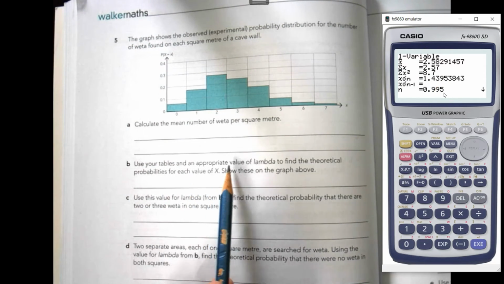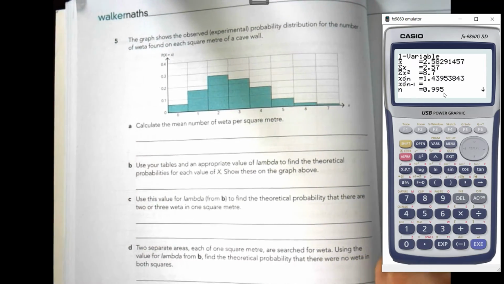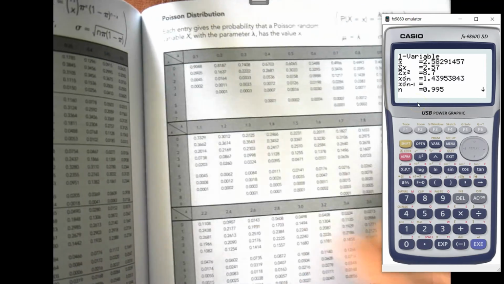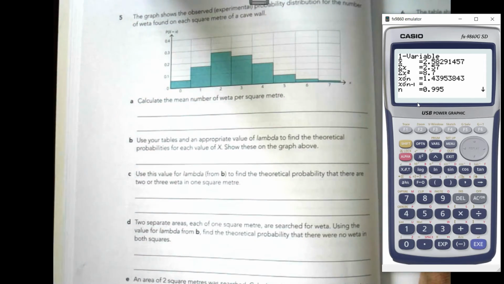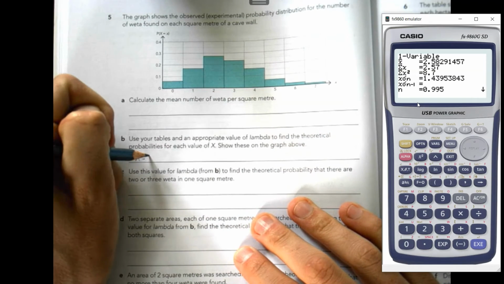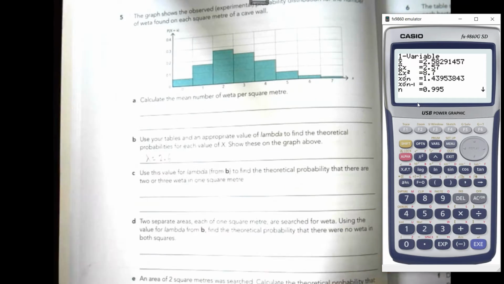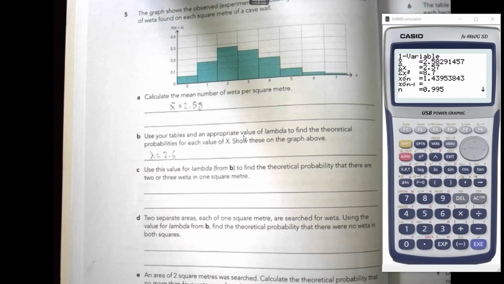Now that's the mean for this, but in terms of the next question where it says use your tables to find an appropriate value for lambda, what it's talking about is these tables here at the back of your book. What you'll see is the values for lambda only go down to 1 decimal place, so we're just going to round our value to 1 decimal place as well. So we're going to round the lambda for this one to be 2.6.